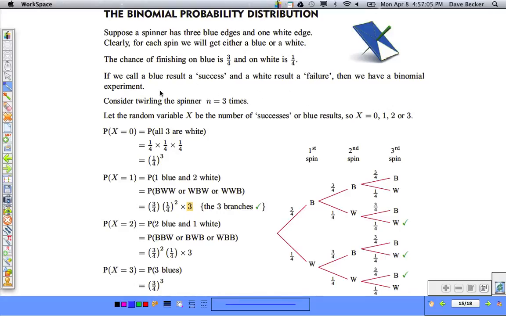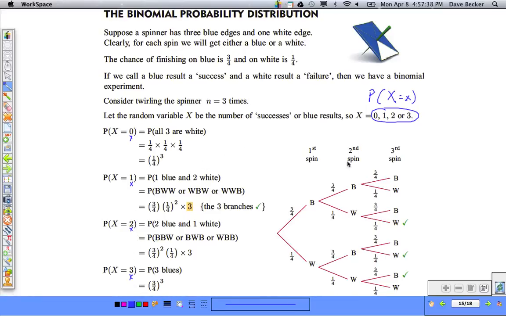So what are the possibilities if we twirl the spinner 3 times? Well, we could get blue 0 times, we could land on blue 1 time, 2 times, or 3 times. Those are my little x's right here. When you see the probability that x equals little x, these guys are all of my little x's, and you kind of see that right here. Little x, little x, little x, little x. That can be a bit confusing sometimes.